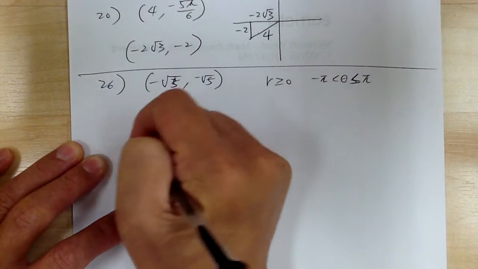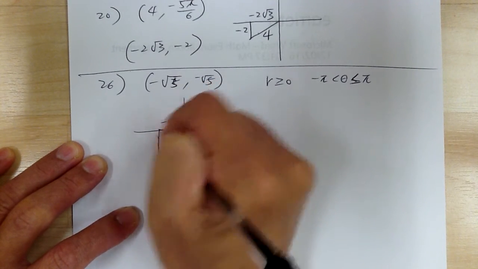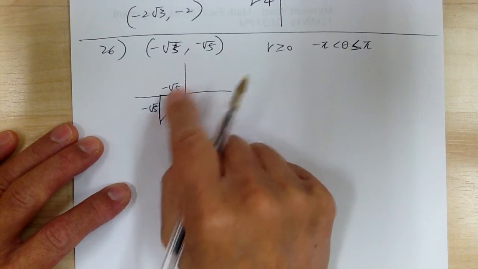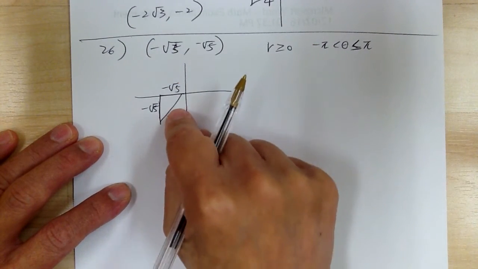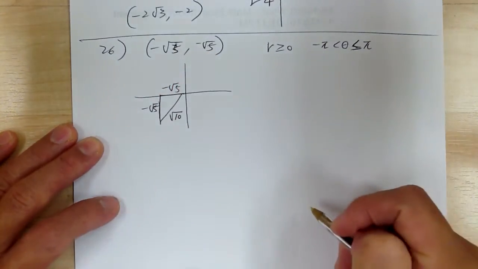So you can sketch it out. So negative square root of 5, negative square root of 5. And so this is a 45 special triangle. So the hypotenuse would be square root of 2 times that. So it would be square root of 10.